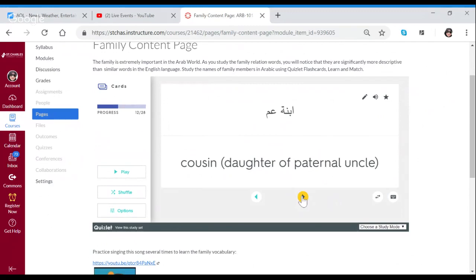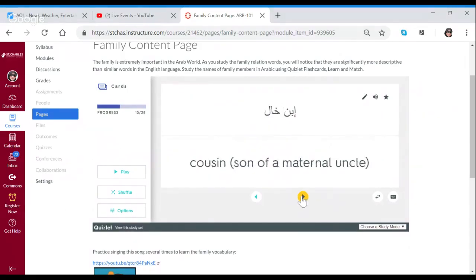Next, Ibnat Am. Good. You'll notice that I'm pronouncing this ta marbuta as the letter ta, Ibnat Am, and it's because of the grammar. It's actually called the idafa. We'll get that next semester, not this semester, but that's how you pronounce it. So it's Ibnat Am, the daughter of a paternal uncle.